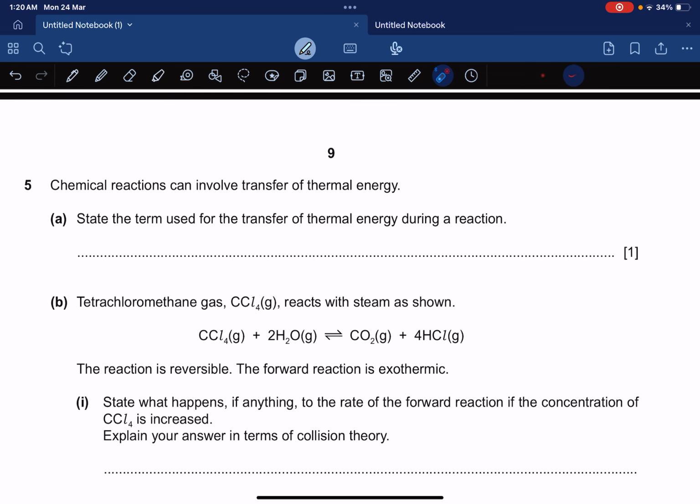Let's move on. Chemical reactions can involve transfer of thermal energy. State the term used for the transfer of thermal energy during a reaction. That's basically your enthalpy change for the reaction. It's clearly stated in the syllabus that enthalpy change is the transfer of thermal energy during a reaction.